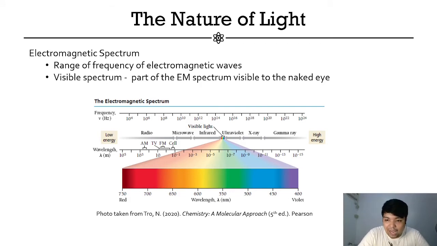So light is not... there are actually different types of light, and different types of light can be differentiated by their frequency or by their wavelengths. Now, a complete list of those electromagnetic radiation is what we call the electromagnetic spectrum. The electromagnetic spectrum shows you the whole range of frequencies of electromagnetic waves that we have discovered so far.